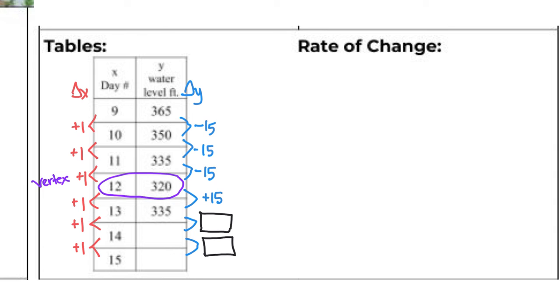So we see we have a turning point, and we see we have two sections of a constant rate of change. And they're opposite. So I have negative 15 to positive 15. So we know that this should also be increasing by 15. To fill in the rest of our values, we're going to take a 335 and add 15 to that to get 350. And then 350 plus 15 gives us 365. To talk about our rate of change, it is going to be the change in y over the change in x.